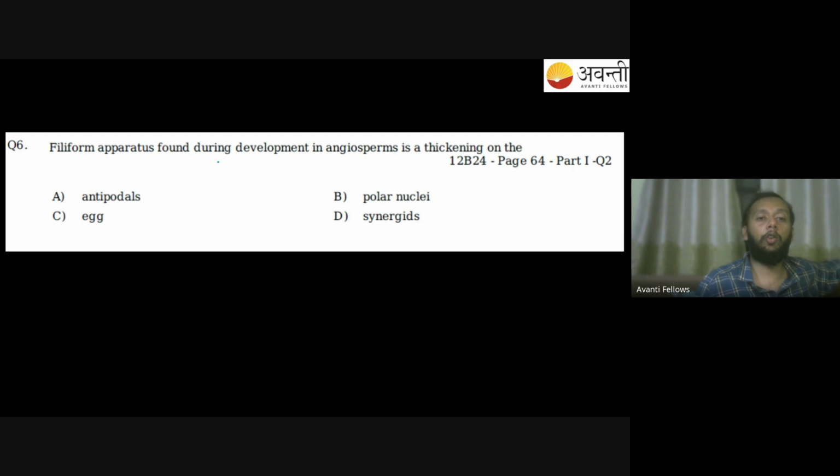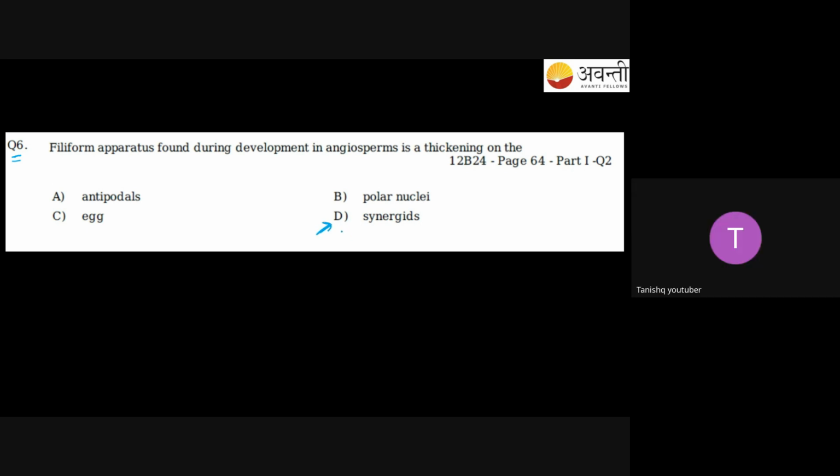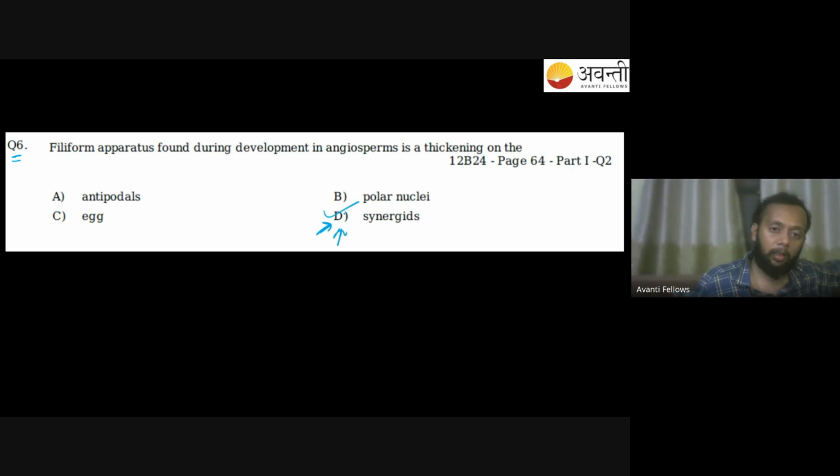Filiform apparatus found during the development in the angiosperm is a thickening on the... this filiform apparatus which you get to see in the angiosperm, what is it attached to? What is it found on? Again you can do this. Tell me Shikha, what will be the answer? Sir, option D. And Tanishk, what do you think? Sir, synergids, option D. Right. So synergids are going to be the correct answer over here.